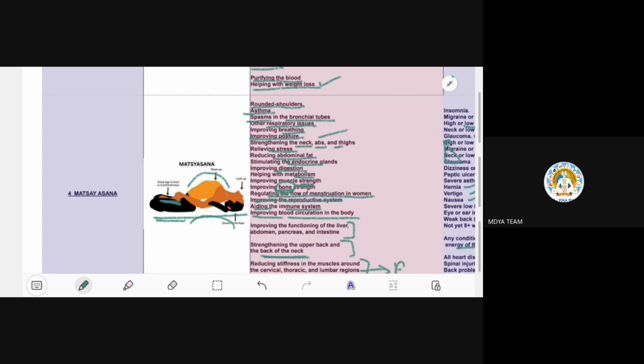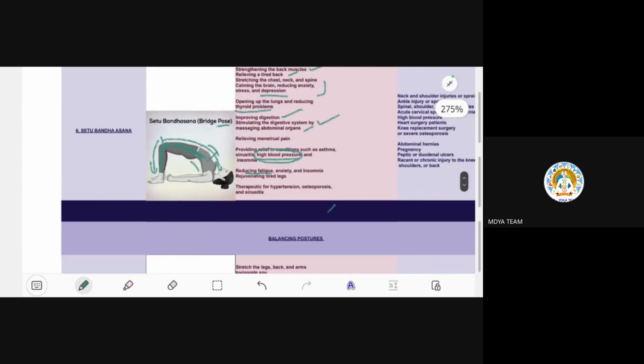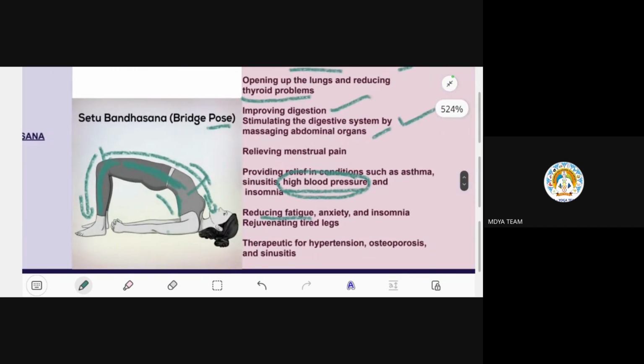This is like a preparatory asana for those who want to do the backward bending, because it opens up the chest from this region, the thoracic region. But here it is not opening from this region. There's a contraction here. There's a little contraction also here, and this portion is opened up.